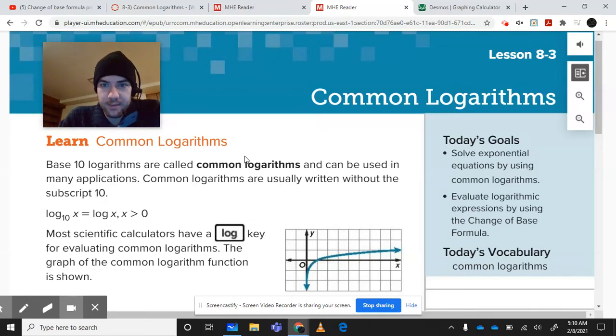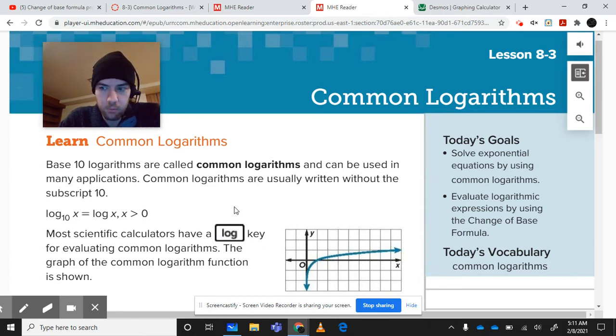Hello and welcome to Lesson 8.3 on Common Logarithms. Today's goals are going to be to solve exponential equations by using what's called a common logarithm. Common logarithm just means a logarithm with a base of 10. It's what the calculator does when you press log on it.